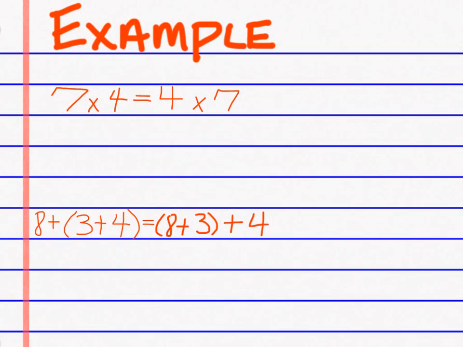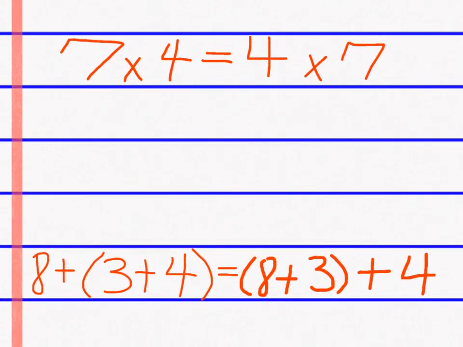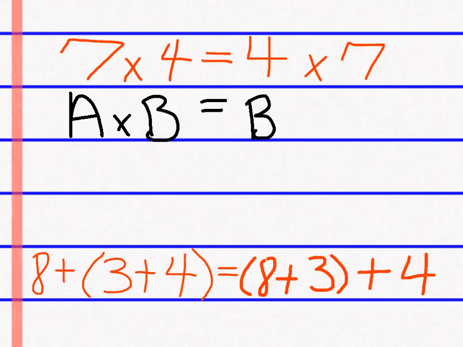Example number 2. These are the properties. We have 7 times 4 is equal to 4 times 7. So that's A times B is equal to B times A. That's going to be the commutative property of multiplication, which is letter B on your handout.